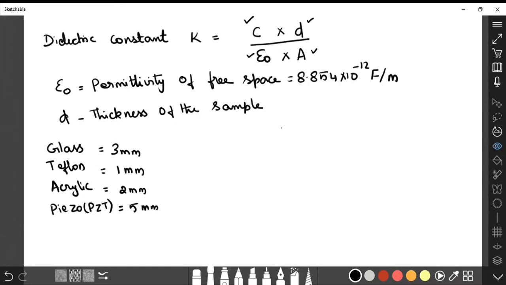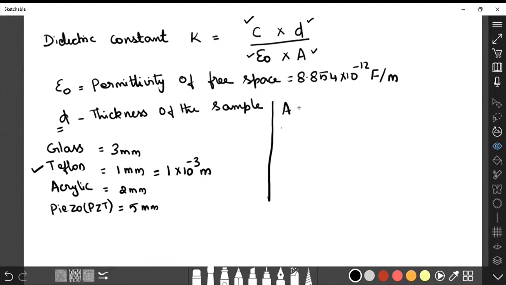So for our experiment we used Teflon. Teflon thickness is 1 millimeter, convert into meter. So 1 into 10 power minus 3 meter. So this is the D value for our calculation now. And the next one is A, which we have to calculate. What is this A value?